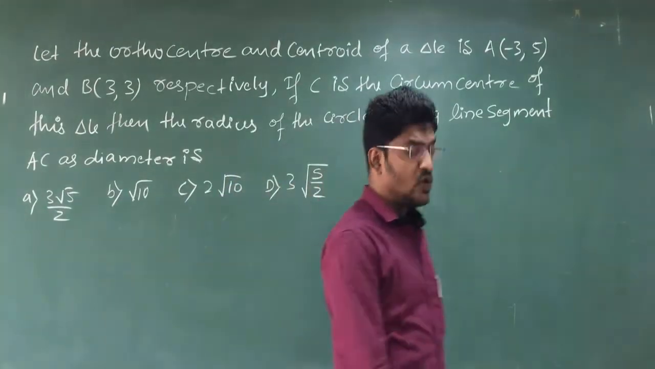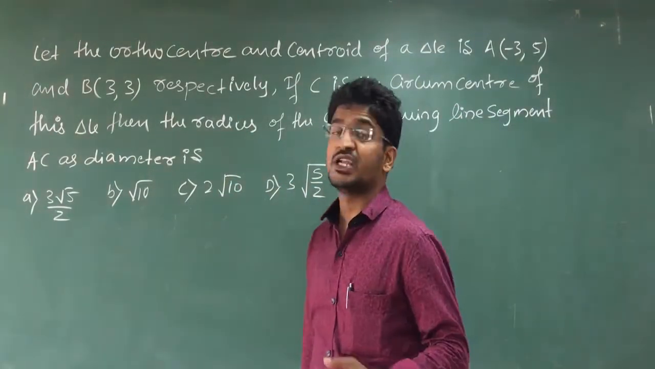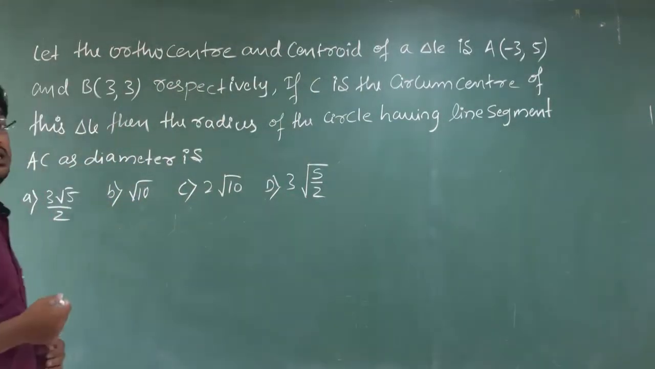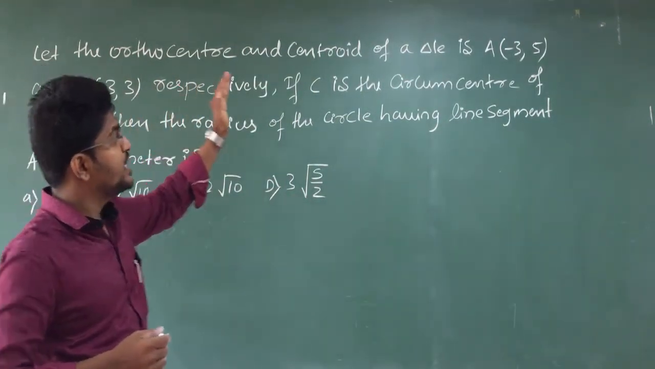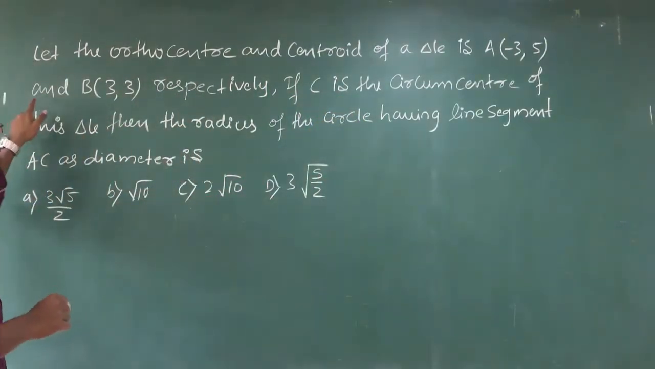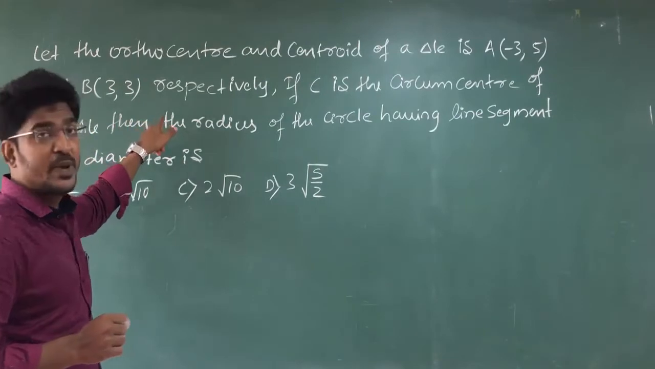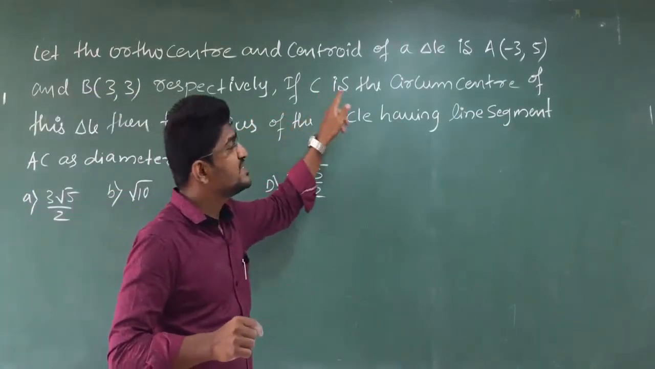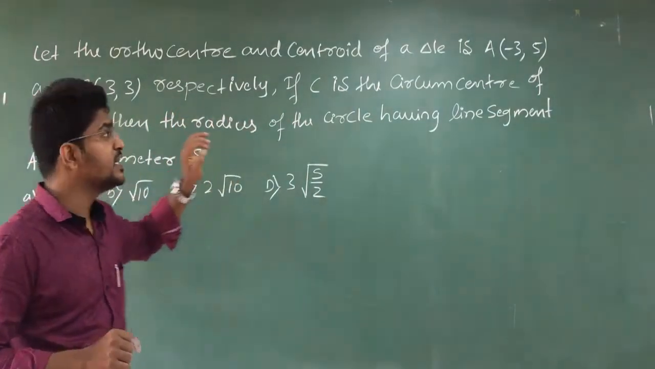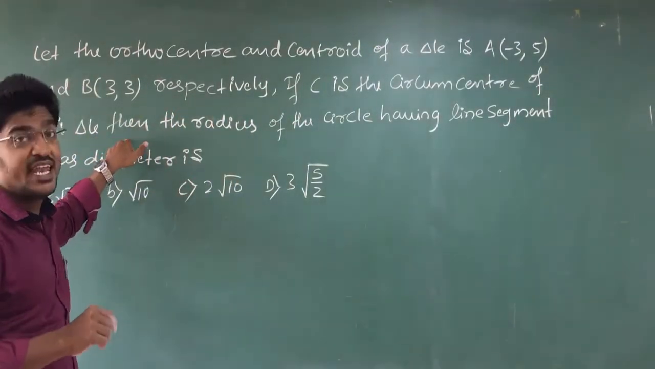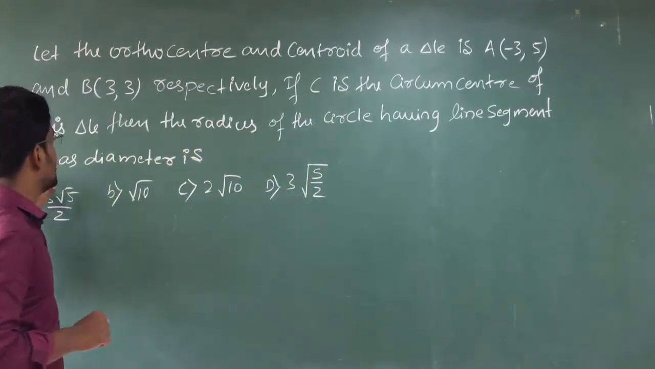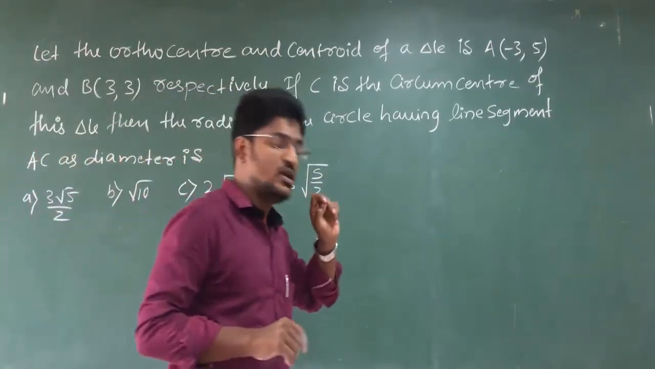Okay, students. Now next, let us move to the next problem, that is from triangles. Clear? So here, let the orthocenter and centroid of a triangle be A(-3, 5) and B(3, 3) respectively. If C is the circumcenter of this triangle, then the radius of the circle having line segment AC as diameter is?